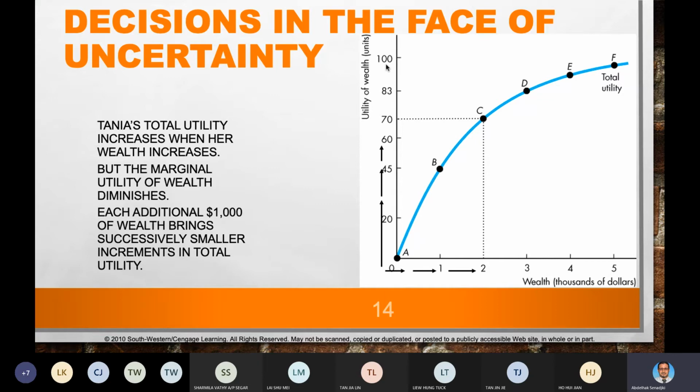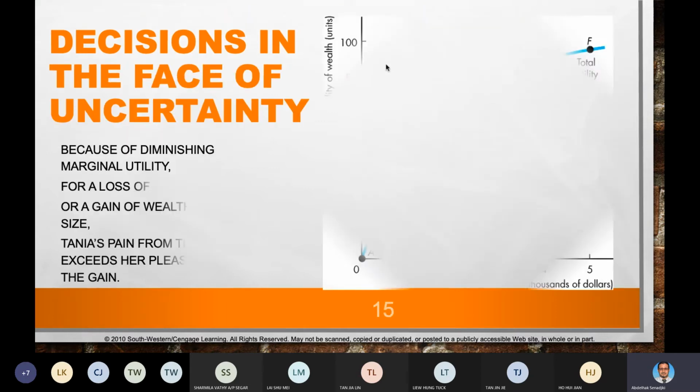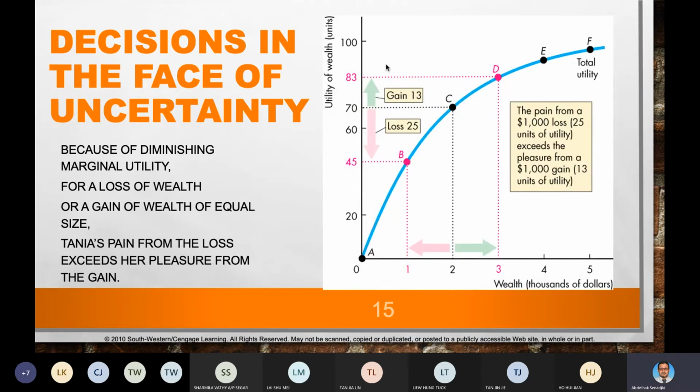That means we say marginal utility of wealth diminishes until it becomes zero. Each additional 1,000 of wealth brings successively a smaller increment in the total utility. So because of diminishing marginal utility, for a loss of wealth or a gain of wealth of equal size, Tina's pain from the loss exceeds her pleasure from the gain, as we just said. If she loses 1,000, she will lose 25 units of utility. If she gains 1,000, she will gain only 13 units of utility.